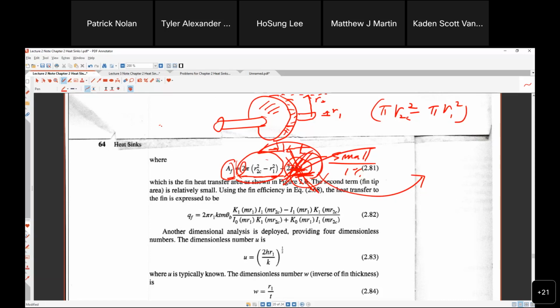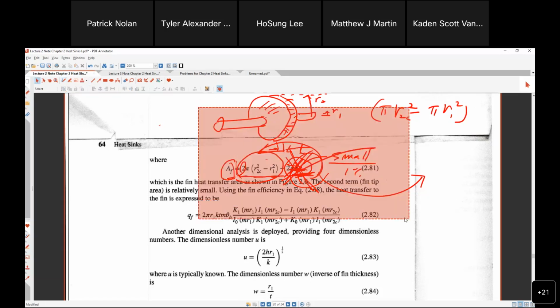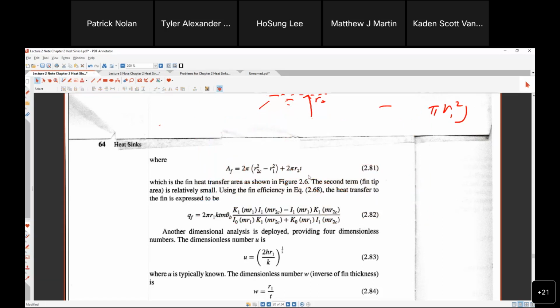Why do we multiply that term by 2 for the side of the fin? Well, let me look at it. It's because 2 pi R is the circumference times thickness. Gotcha. So everybody, yes, right?